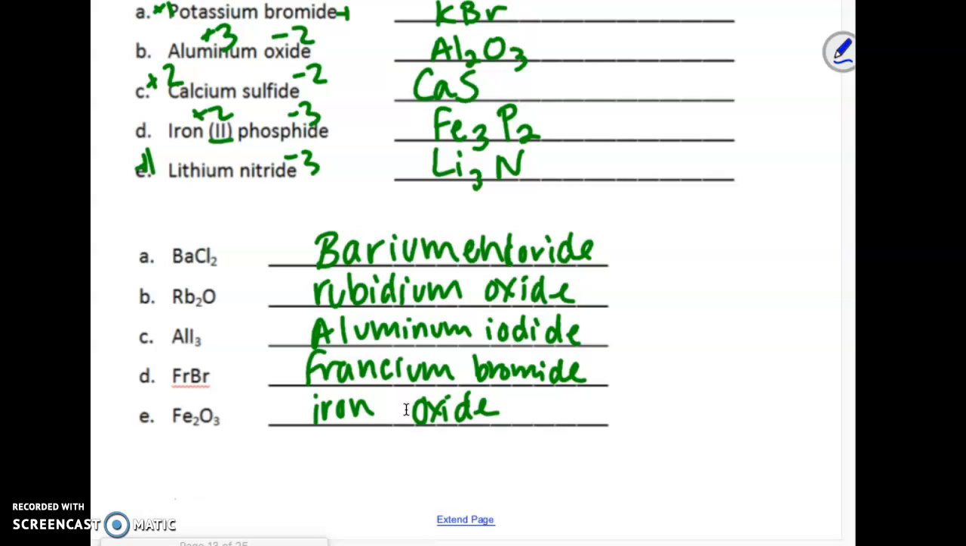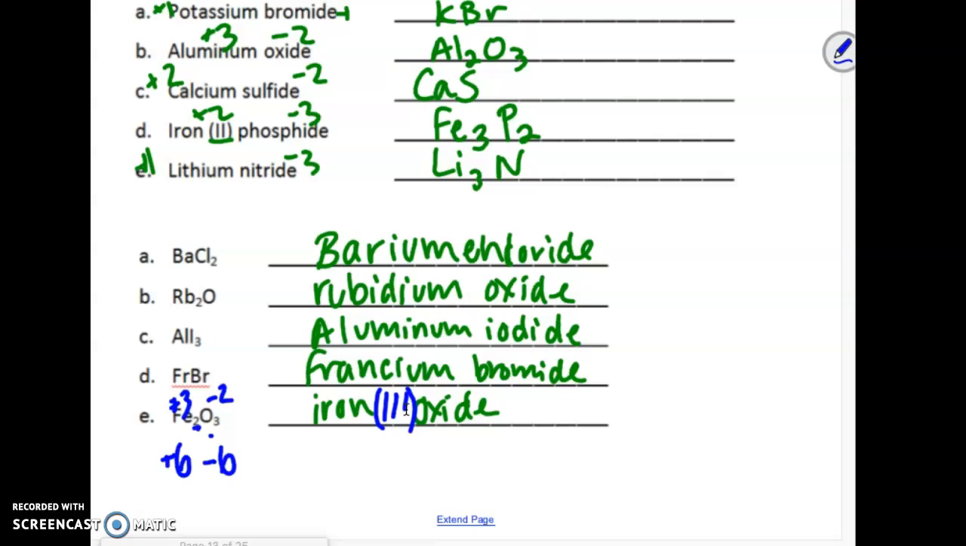Now, this one would have been wrong, right? Because iron is a transition metal, you need to have a Roman numeral. So how do you figure this out? You have to look at the opposite one. So look at your oxygen. Oxygen's a -2, but there's 3 of them, so it's a total of -6. So you need a total of +6 to cancel out that -6. But there's 2 irons. So what goes into 6 2 times? You get a +3. So this is iron(III) oxide.